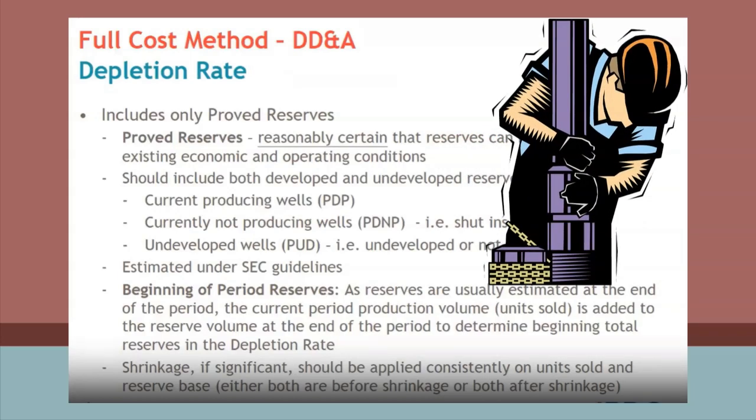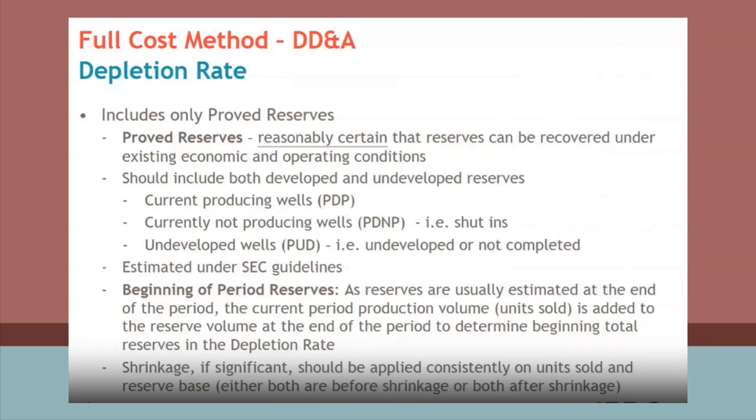PUDs, these are undeveloped or not completed. So they're in the process. The company knows that there's reserves in the ground, but they're in the process of being developed. All 3 of these categories need to be considered. Now, they're estimated under SEC guidelines, which we're not going to get into, but there's guidelines that tell you how you should classify different reserves.